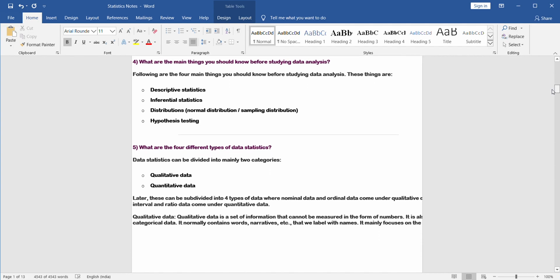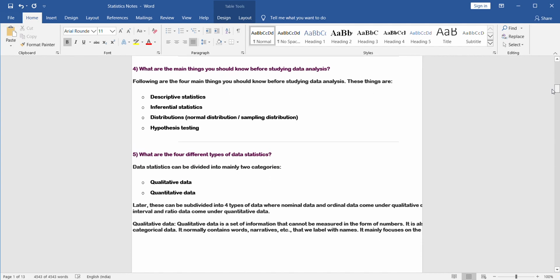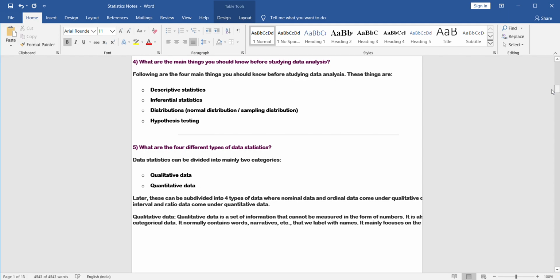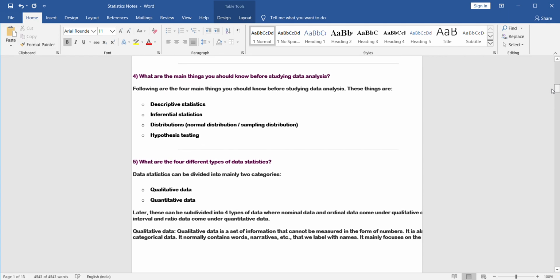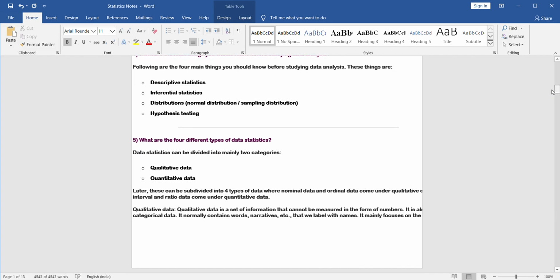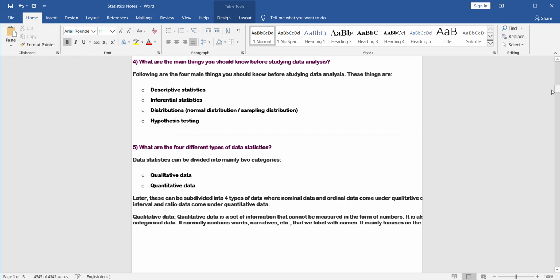What are the main things you should know before studying data analysis? Following are the four main things you should know before studying data analysis. The things are descriptive statistics, inferential statistics, distribution such as normal distribution and sampling distribution, and hypothesis testing.